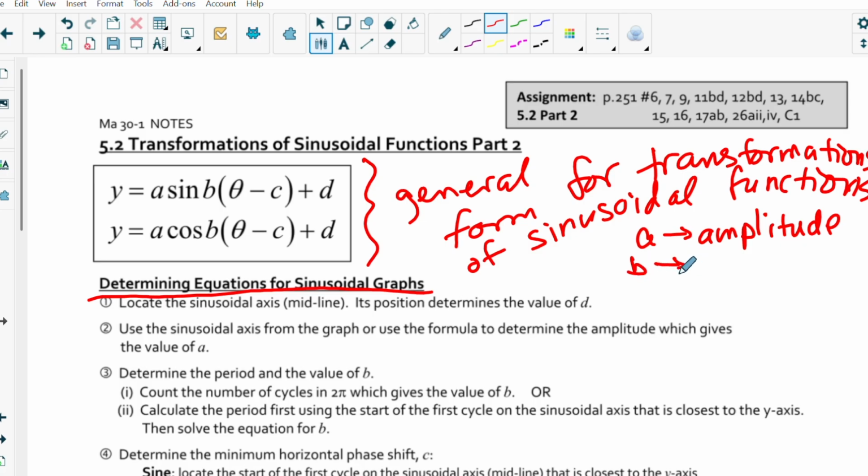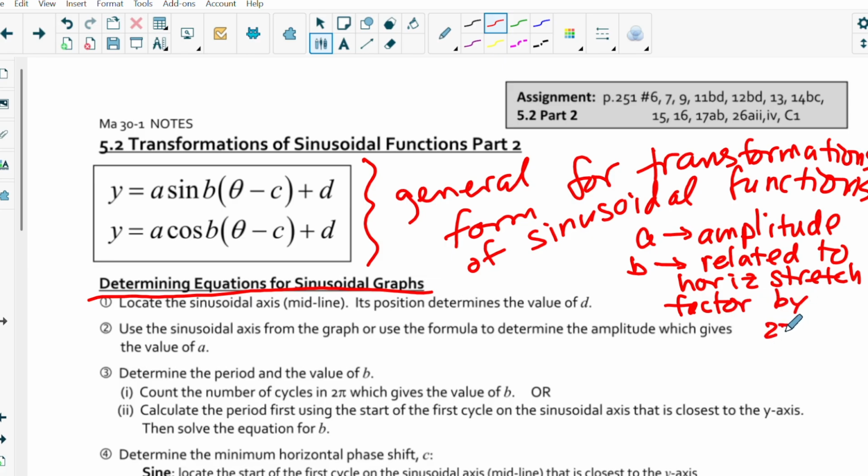B is your horizontal stretch, or B is related, I'll say, because we have to use that formula, related to the horizontal stretch factor by the formula 2 pi over the absolute value of B. Okay, remember that.